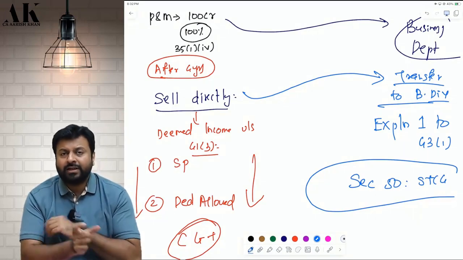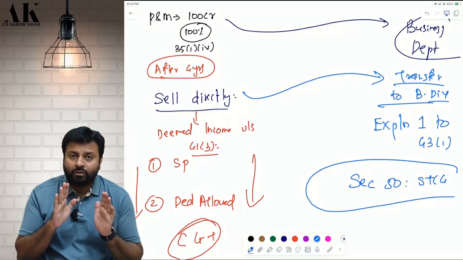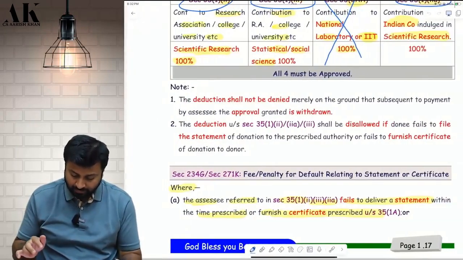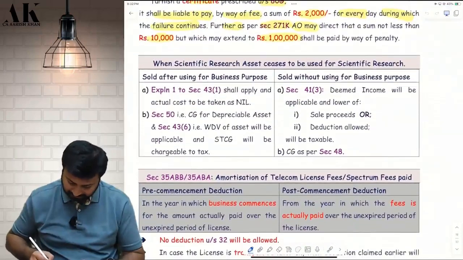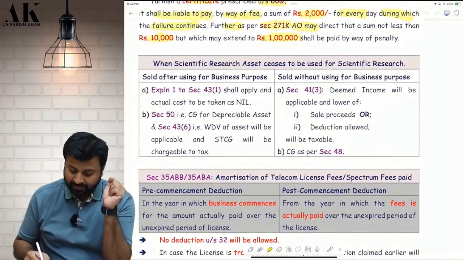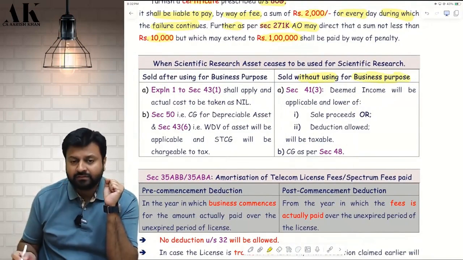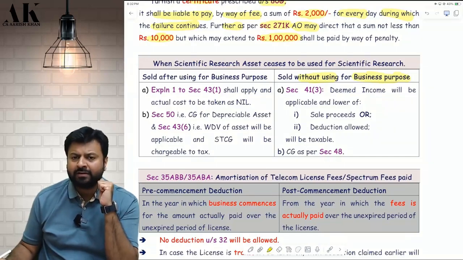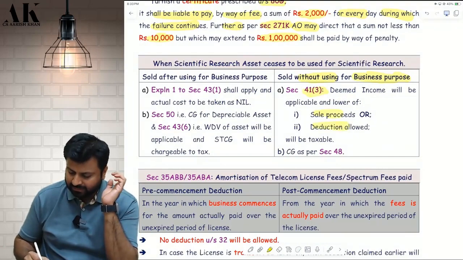So what is the treatment of this? You need to calmly think from where you are selling it. If you are selling it, listen carefully, without using it for business, it means you are selling directly from the R&D department. Then it is deemed income: selling price or deduction, whichever is lower.